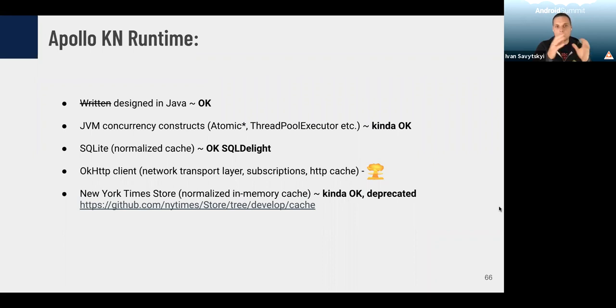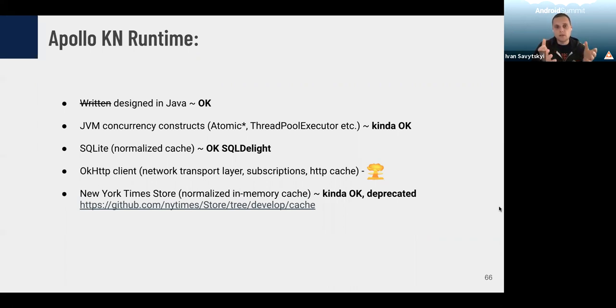And so these are the key points of the existing runtime, and we started evaluating, okay, what that means. So written in Java, fine. We can just convert the Java to Kotlin and suddenly it should work. Then JVM concurrency, okay, fine. We can probably replace it with some Kotlin native concurrency construct, maybe use the Stately library for that. SQLite, it's totally fine because SQLite is a multi-platform library.